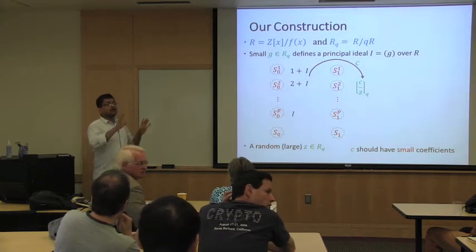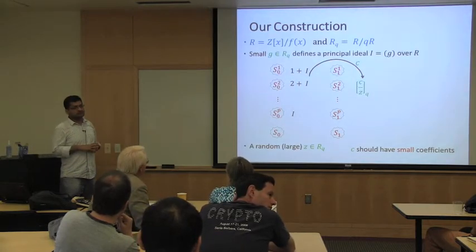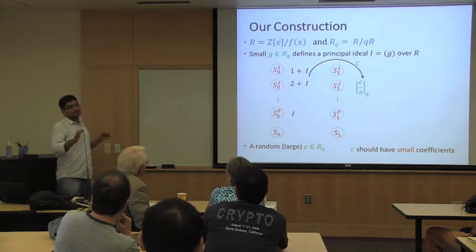In RQ, most elements are going to be invertible. So if Q is large, with high likelihood it's going to be invertible. If it's not, just reset.